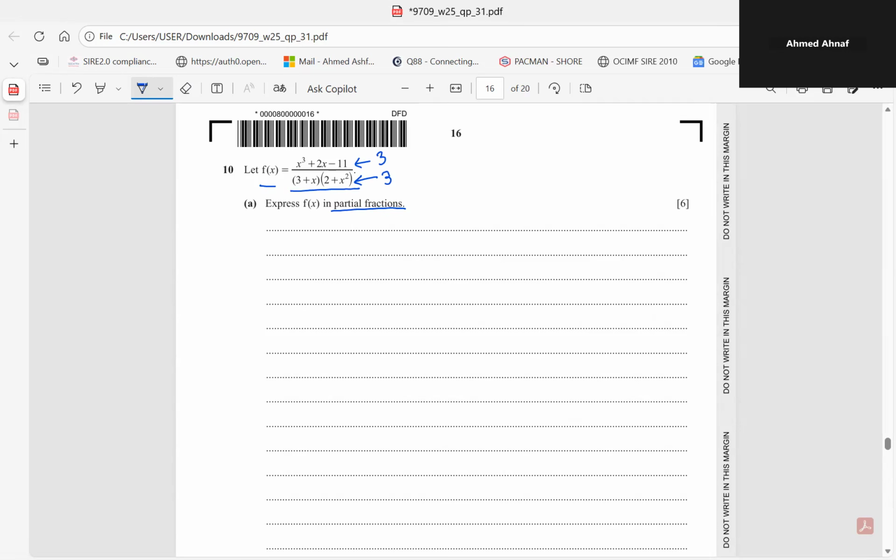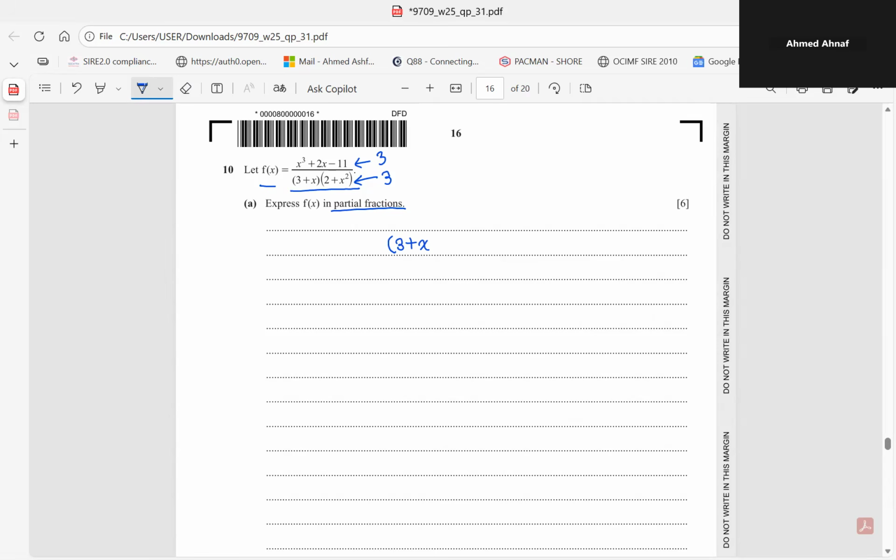So when the degree of the numerator is more than or equal to the degree of the denominator, you have to do long division first. And then after that, you can do partial fractions. You'll see what I mean when I do this question. So let's do it. So let's expand the denominator first.